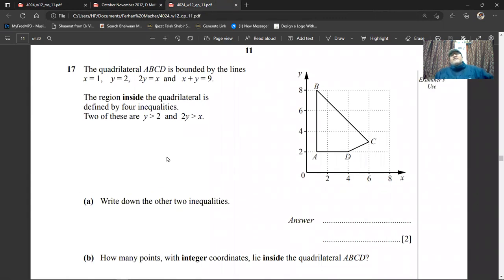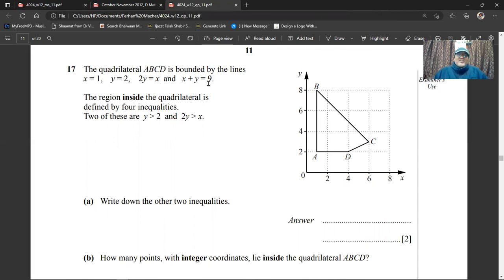The next question is question number 17. The quadrilateral ABCD is bounded by the lines x equals 1, remember, x equals 1 is this line, and y equals 2, which is this line. Then 2y equals x is a line whose gradient is positive, so probably this is that line, DC. Then the third line, x plus y equals 9. When x comes here it will become negative, so y equals minus x plus 9.